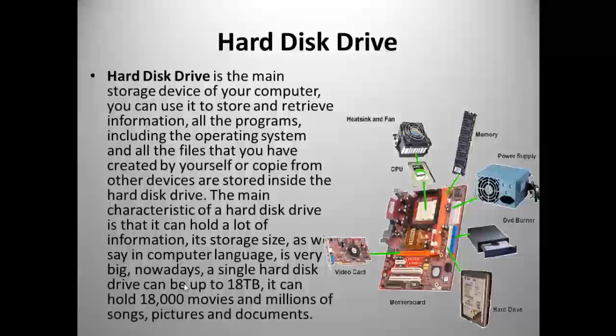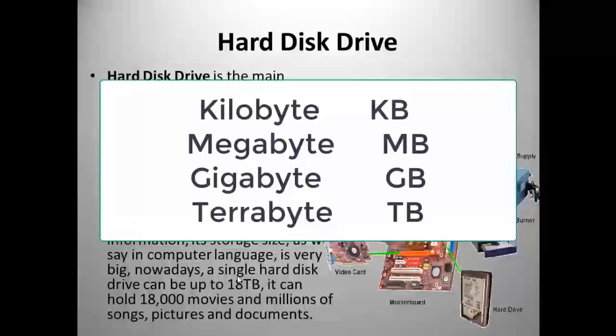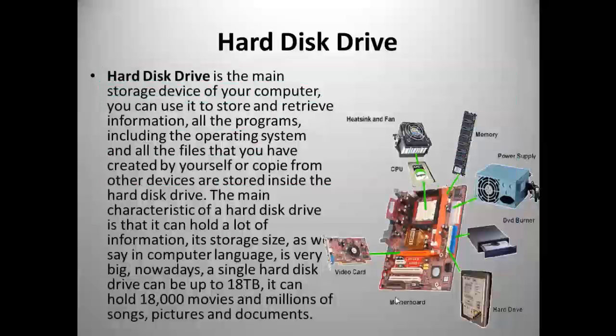You remember the kilobyte, which is KB. We also have the megabyte, and then the gigabyte, and even greater than the gigabyte is the TB, which is short for terabyte. So one hard disk drive's capacity could go up to 18 terabytes. It can hold 18,000 movies and millions of songs, pictures, and documents. Amazing, right?